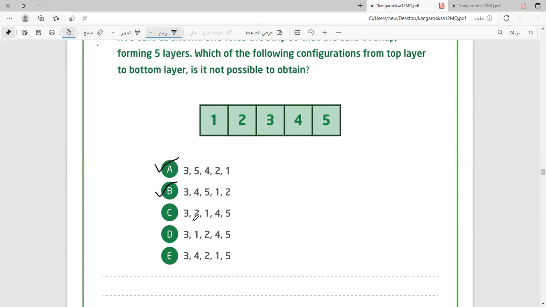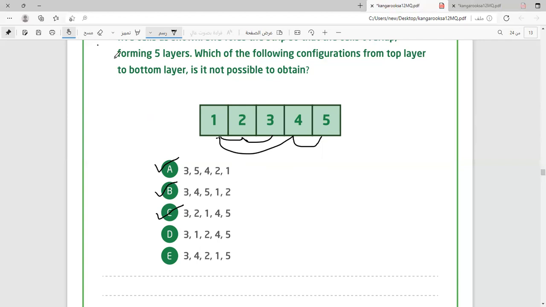Now C starts with 3, 2. It's okay because they are beside each other. Then 1, because there is no number before 1. I can't say -1 or 0. So they just go to 4, then 5. So that's correct, what you see.